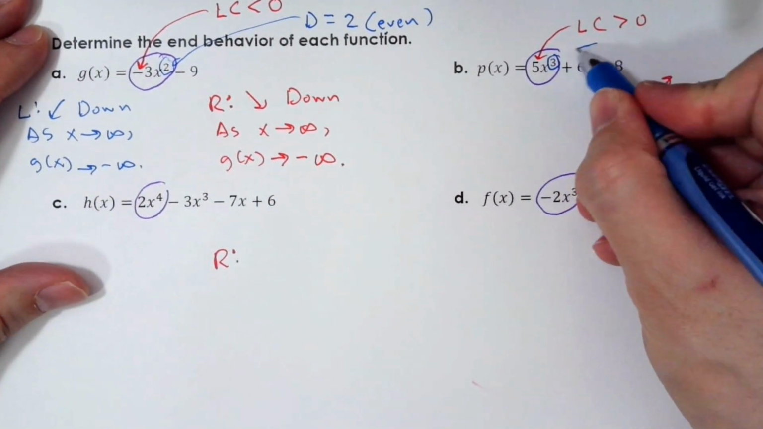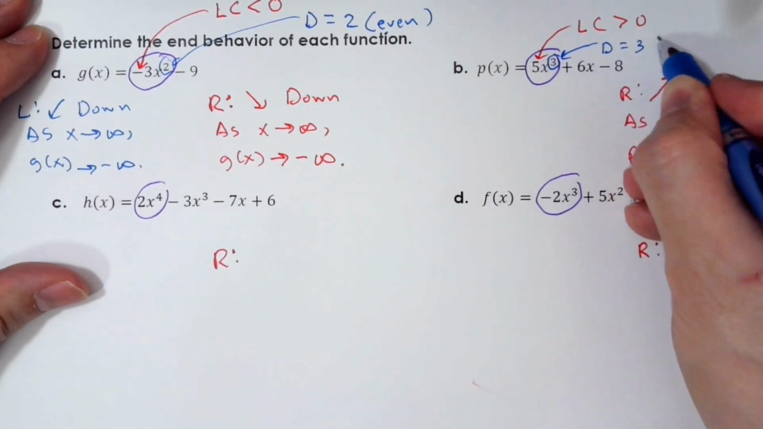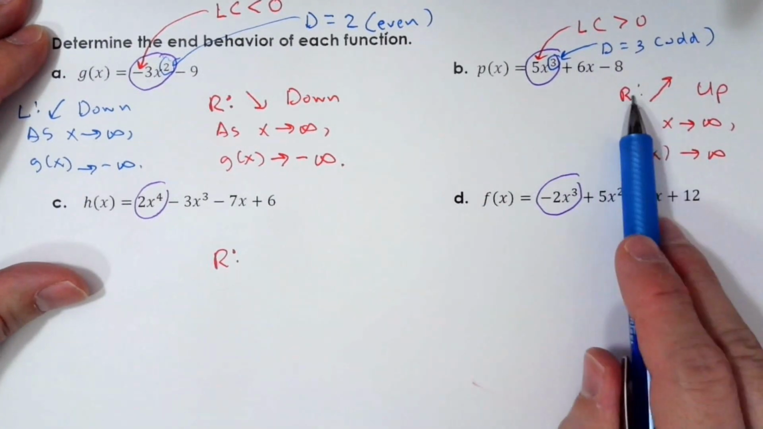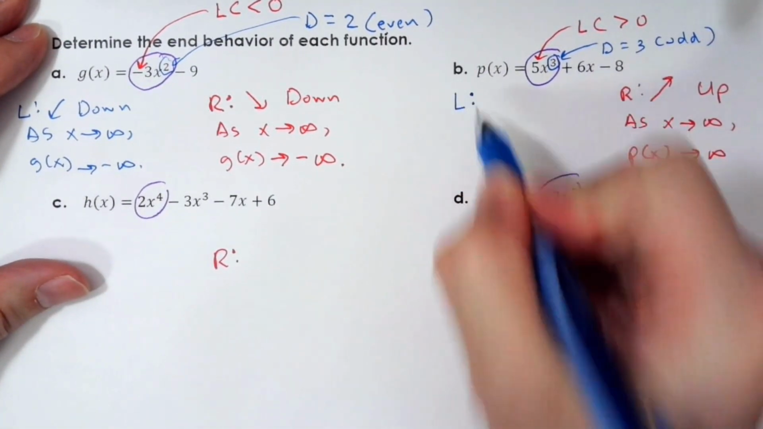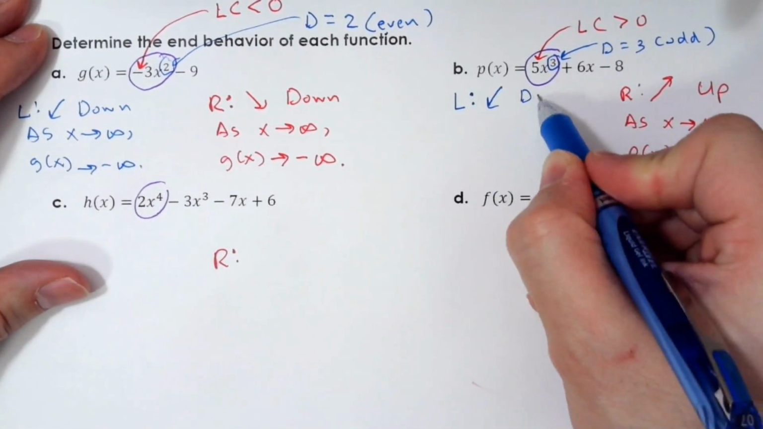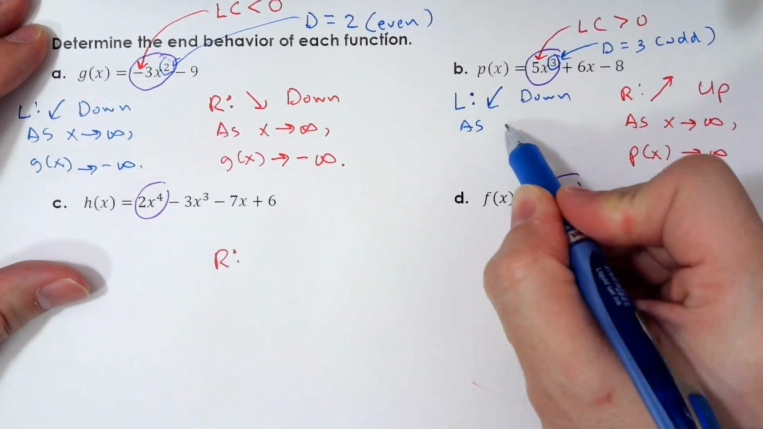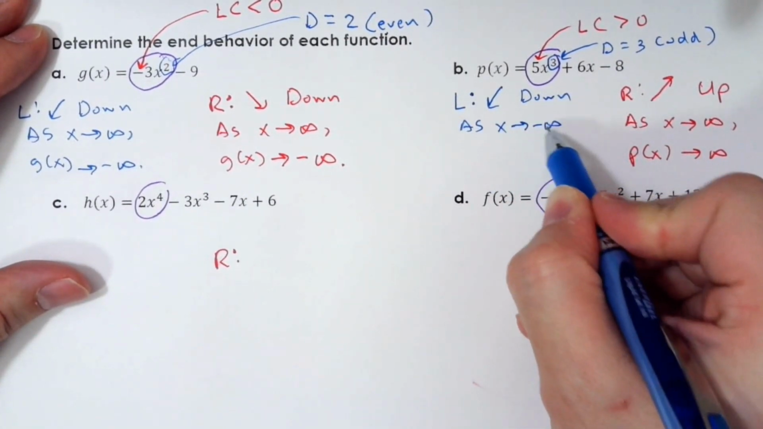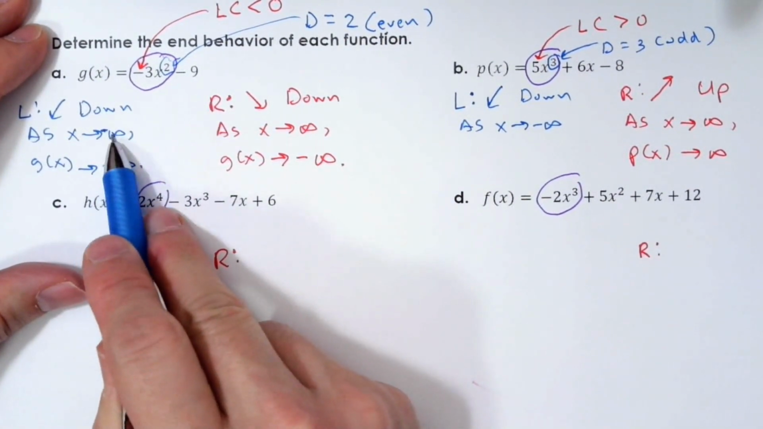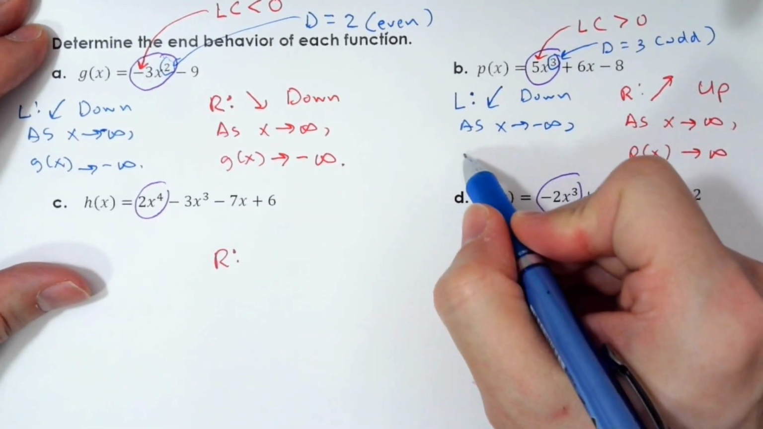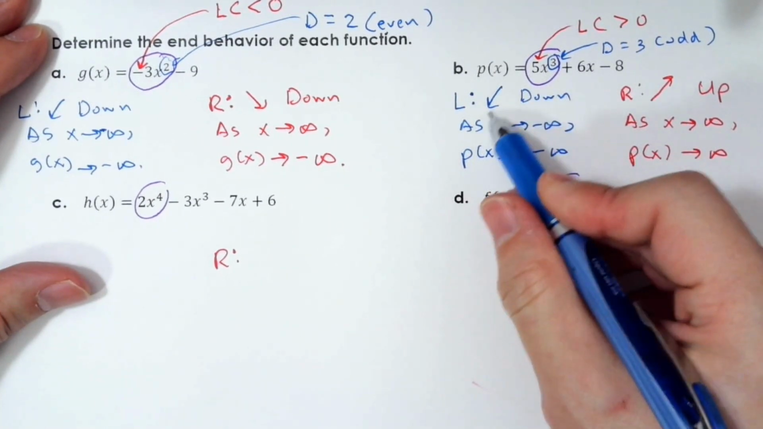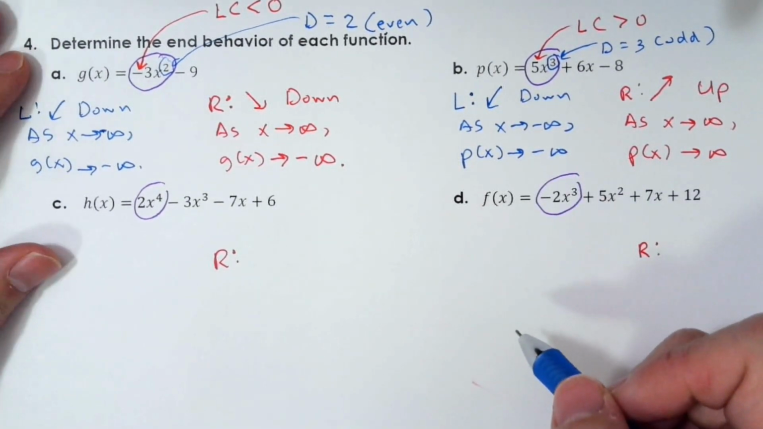Here, the degree, the highest power, is 3, which is an odd number. When the degree is odd, the end behaviors are opposite. So if the right end behavior was up, always start with the right end behavior, the left end behavior would be down. Or you could write the word down. Or if your teacher prefers, as x goes to negative infinity, p of x goes to negative infinity, because the outputs are decreasing at that down end behavior.